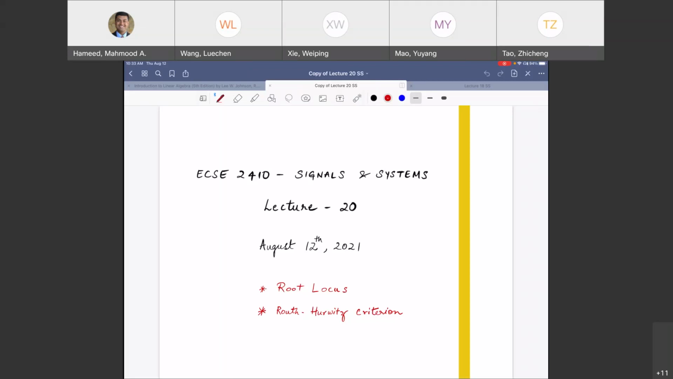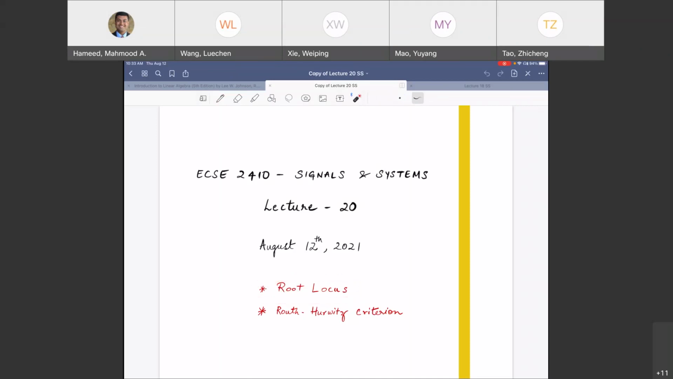And depending on where they are, we can say, oh yeah, over here, the response is critically damped. Over here, it's underdamped. Here, it's overdamped. Here, it is marginally stable. And all of those ideas that we talked about earlier in the semester based on where the poles are located. So first, we'll talk about root locus, which is to sketch the movement of the poles.